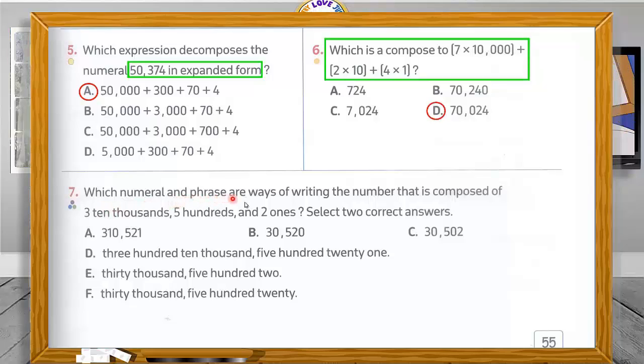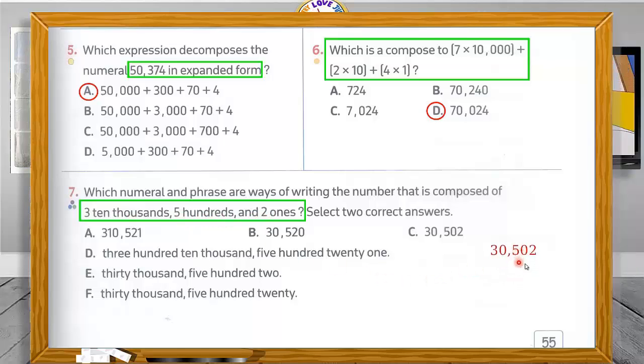Which numeral and phrase are ways of writing the number that is composed of 3 ten-thousands, 5 hundreds and 2 ones? Focus well on this number: 3 ten-thousands, 5 hundreds and 2 ones. Write this number in standard form to understand it. 3 ten-thousands means 30,000, 5 hundreds and 2, like this. 30,502. Where is this number? Search for it in standard form.